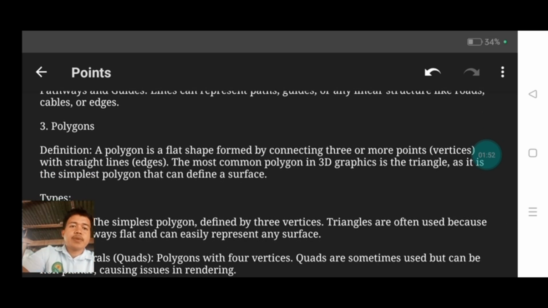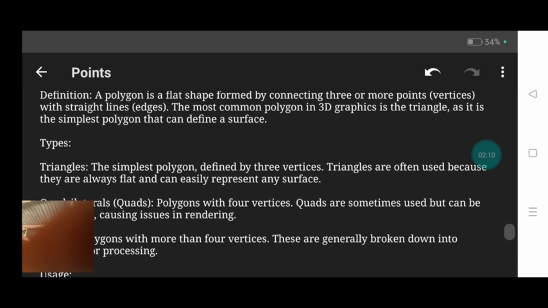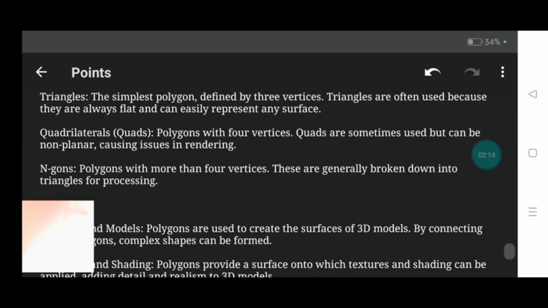Polygons. A polygon is a flat shape formed by connecting 3 or more points, vertices, with straight lines, or edges. The most common polygon in 3D graphics is the triangle, as it is the simplest polygon that can define a surface. So here are the types of polygons.